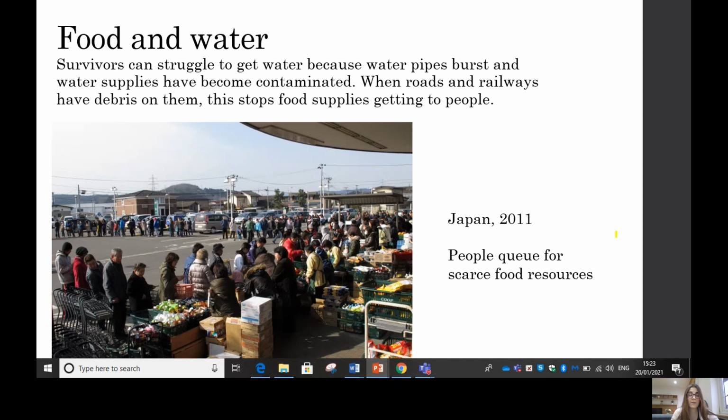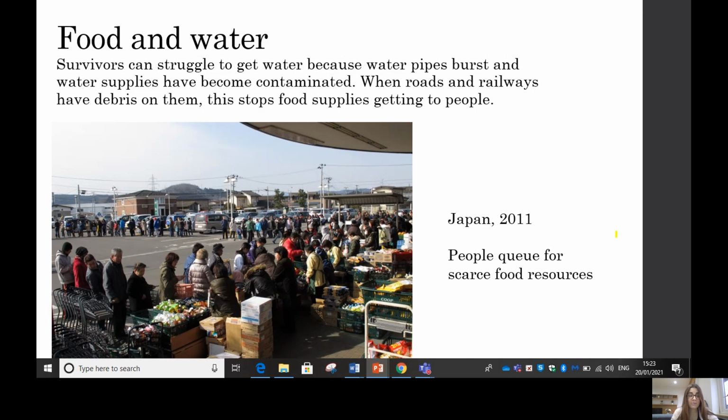So we kind of have two effects in one here, which are food and water, which are obviously very basic human necessities. But after an earthquake, survivors can struggle to get water because water pipes burst and water supplies have become contaminated. So obviously, if a water supply has become contaminated, it can be quite dangerous to drink. It might be carrying disease, which we're going to look at in a minute, or it might just be completely undrinkable. And roads and railways have debris on them.